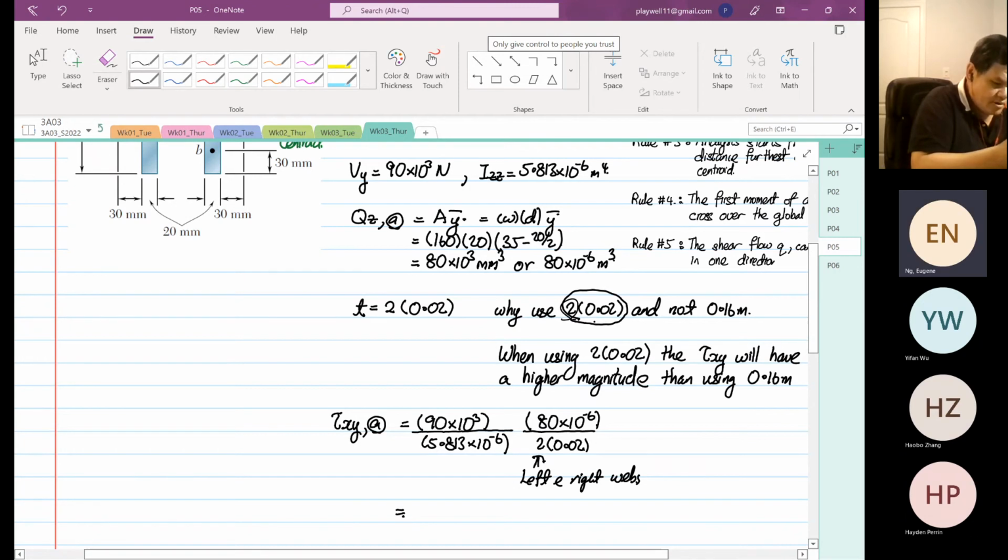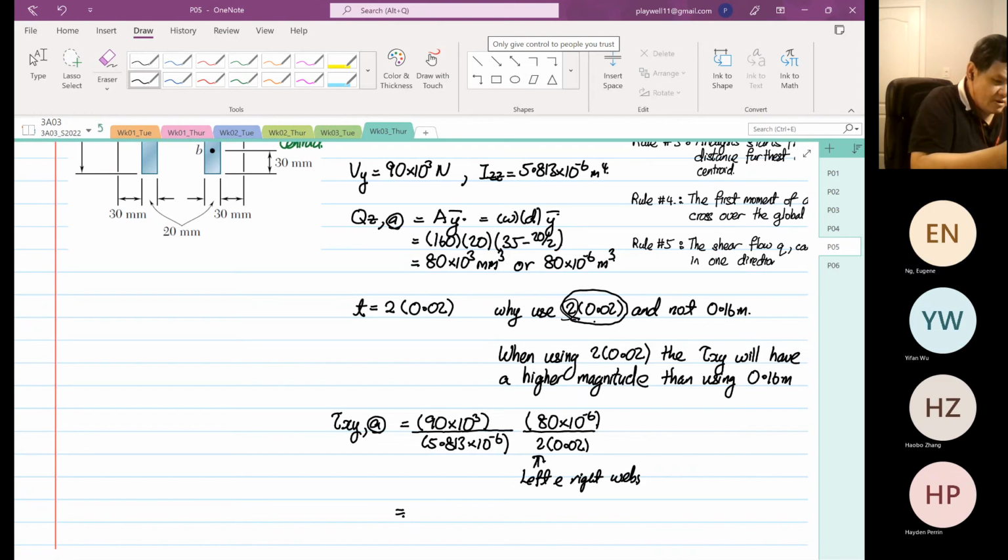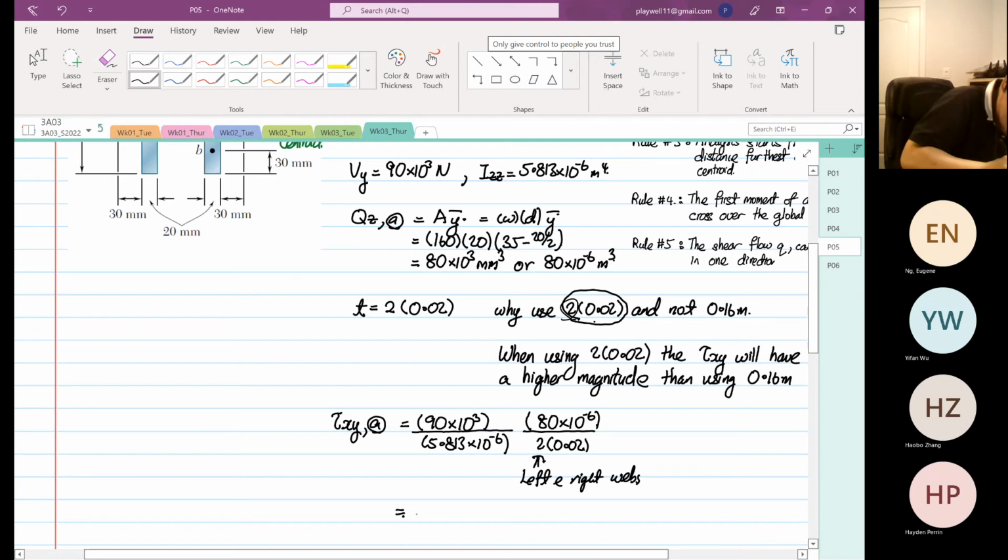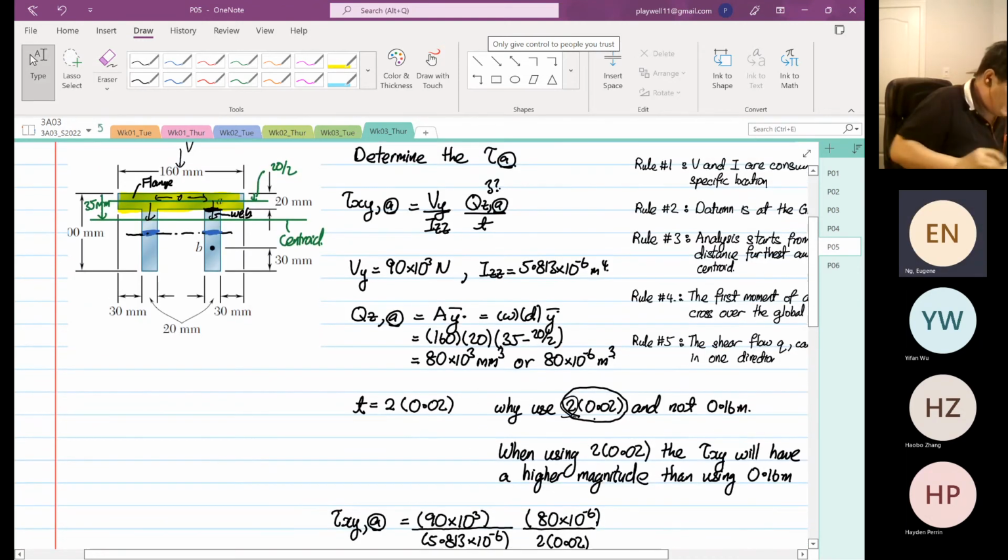Okay, so this will be equal to 90 × 10^3 times 80 × 10^-6 divided by 5.813 × 10^-6, divided by 2 divided by 0.02, which is equal to 30.965 times 10^6 Pascal. So that is at point A. The next thing we're going to do is at point B.